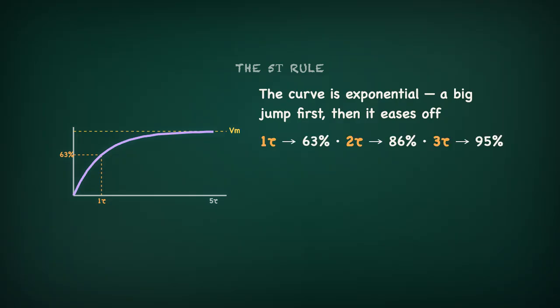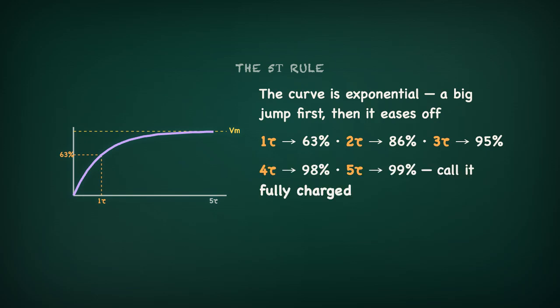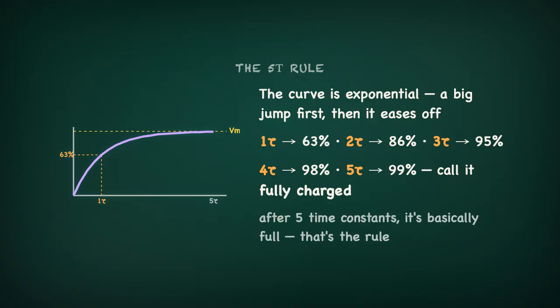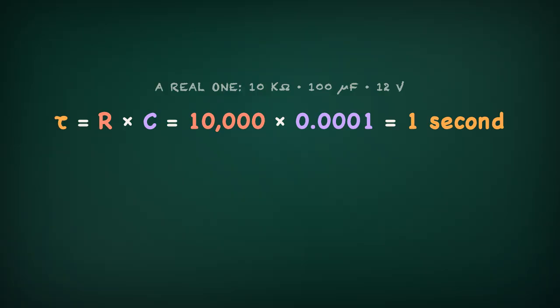1 tau gets you to 63%, 2 tau, 86%, 3 tau, 95%, 4 tau, 98%, 5 tau, 99%, and we just call that fully charged. So after 5 time constants, the capacitor is basically full. That's the rule worth memorizing.